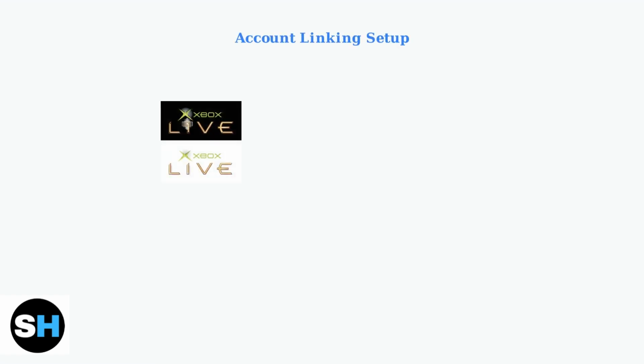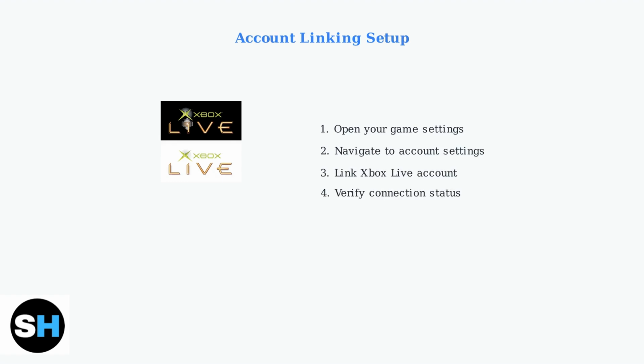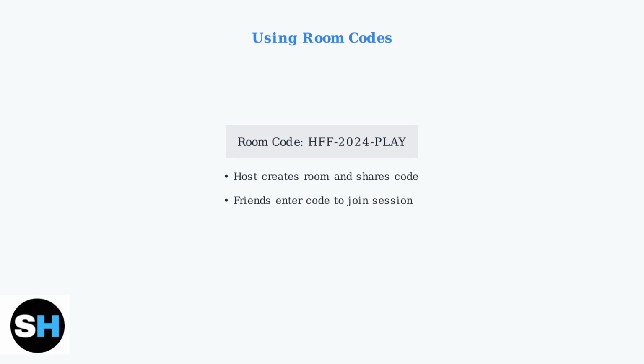Setting up crossplay starts with proper account linking. Players need to link their game accounts, such as Xbox Live, to their gaming profiles to enable cross-platform functionality. Once accounts are linked, use room codes to invite friends to specific gaming sessions. These codes create private lobbies where crossplay participants can join regardless of their platform.